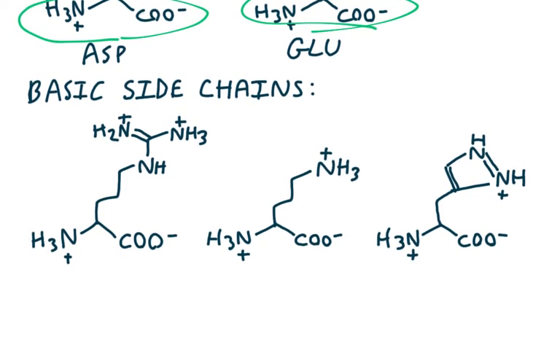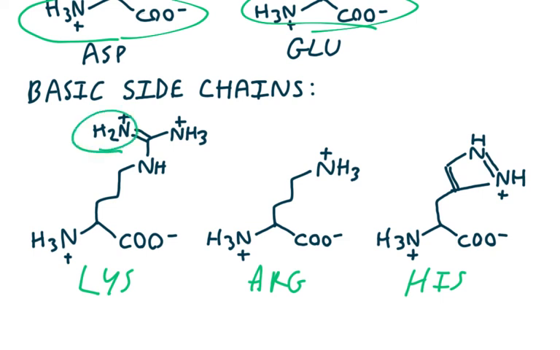There's 3 basic amino acids. So there's lysine, there's arginine. I might have mixed those 2 up. I'm not sure. It's been a while, guys. Okay, and then there is histidine. And these guys all have basic amino groups in the side chain, and they get positively charged as a result.